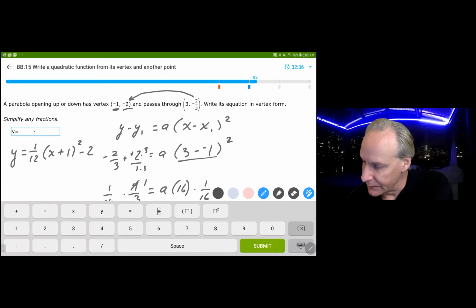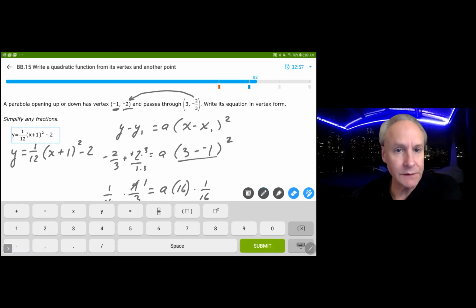Y equals 1/12 parentheses x plus 1 squared, and then we have a minus 2. And let's just make sure it looks pretty, and it does.